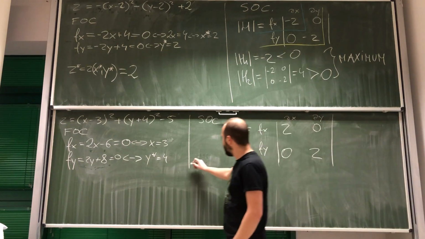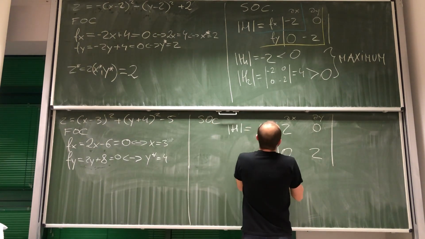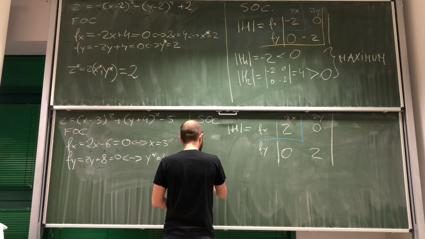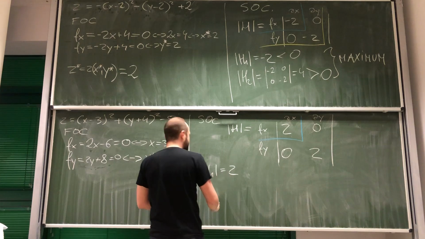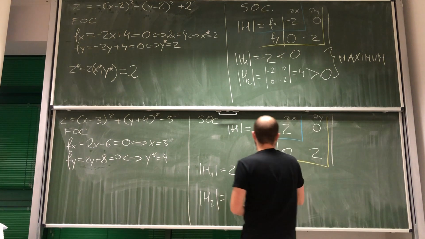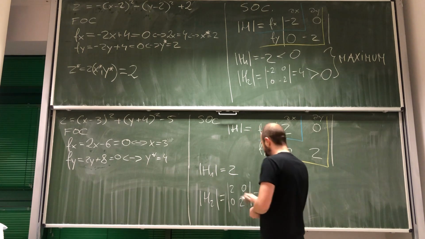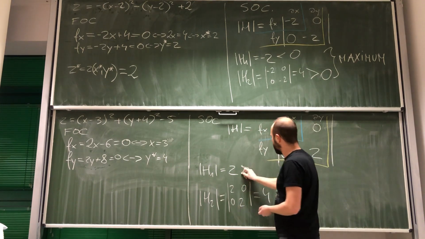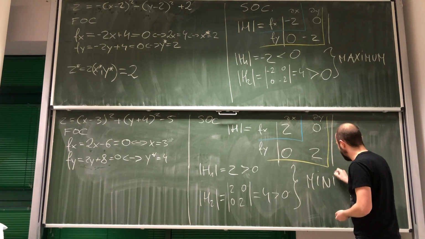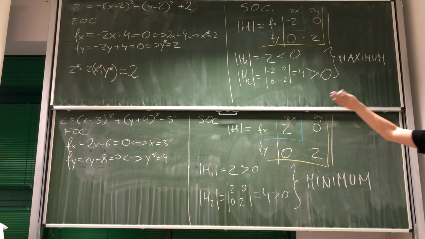Again, we need to calculate its first 2 principal minors. So the first principal minor is equal to 2. And the second principal minor, which is equal to the entire Hessian, is given by the determinant of 2, 0, 0, 2, which gives us again 4. Because both of those are positive, we get that this must be a minimum, which is exactly what we would expect from this.